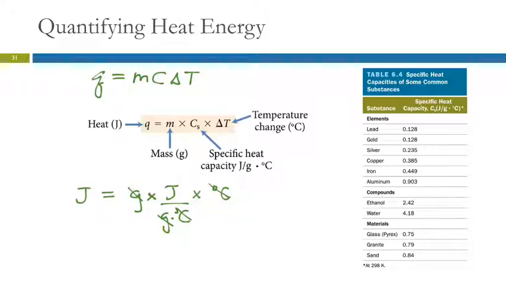And I really wish they wouldn't do this. It's 4.184 joules per gram degree Celsius. So that one is useful. The rest of them, if you need them, they'll be given to you. This is the same number that is in the relationship for 1 calorie. 1 calorie equals 4.184 joules.